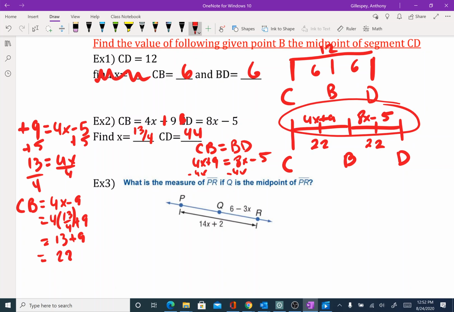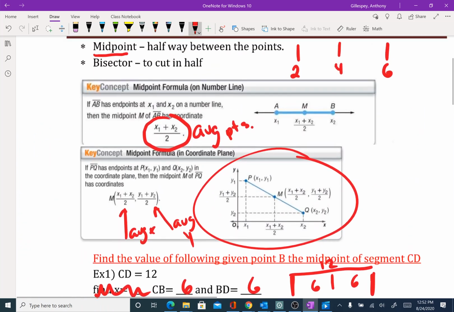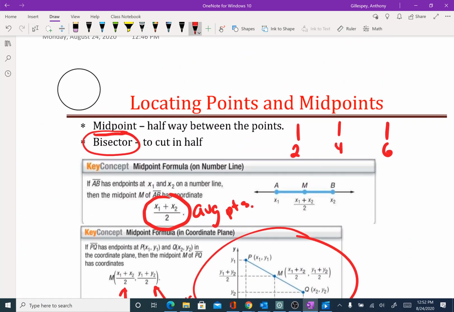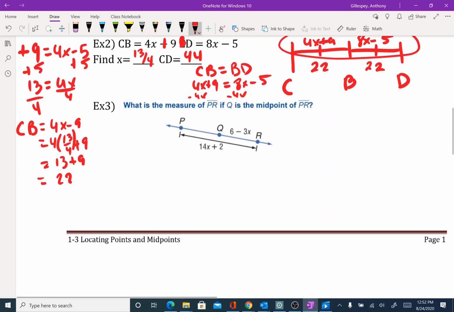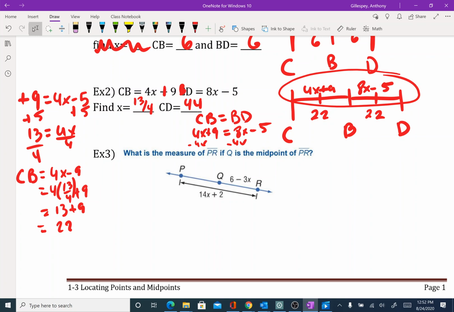All right? Okay, along the same lines, we've got to talk about one other word here, bisector. When you hear something as being bisected, that's just another word for being cut in half. So if I ask you to bisect a line segment, all I'm asking you to do is find the midpoint. Bisect, cut in half. All right. Next problem.